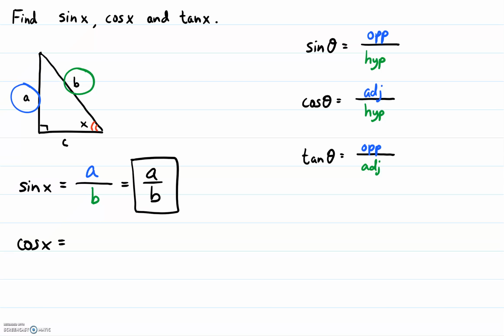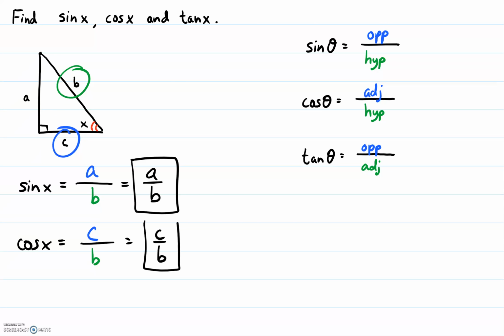Let's do the same thing with cosine x. So for cosine x, we're interested in the adjacent over the hypotenuse. So the adjacent side to our angle x that's not the hypotenuse is going to be c. So c right there, it's this one right here. And that's going to be c over, the adjacent over the hypotenuse, which again is going to be b. And again, we can't simplify, so we're just going to say that c over b is the answer.